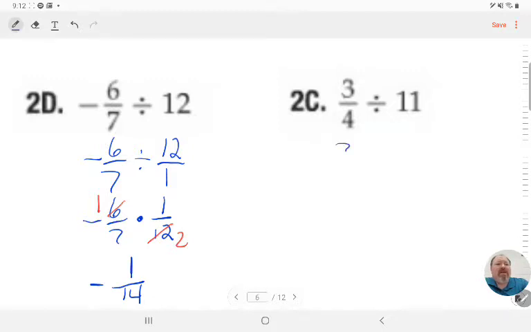Okay? Now we have 3/4 divided by 11. We would do the same thing. 3/4, change to multiplication, 1/11. Nothing will simplify, so that'll be 3/44. And that would be my answer. Okay? All right.